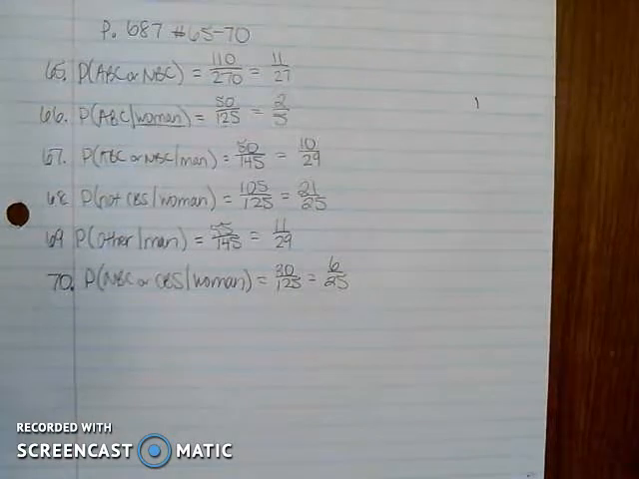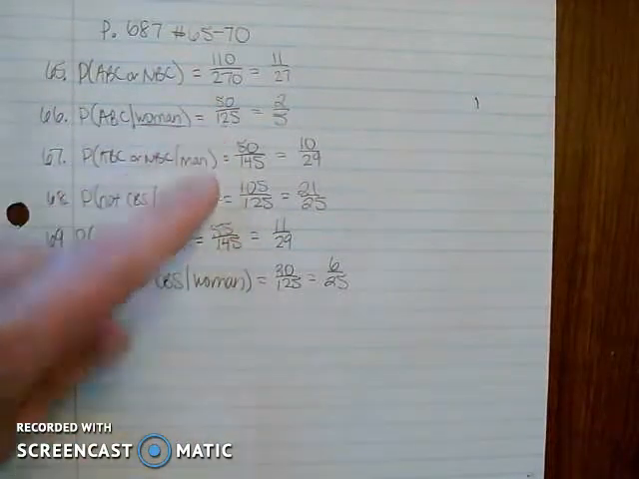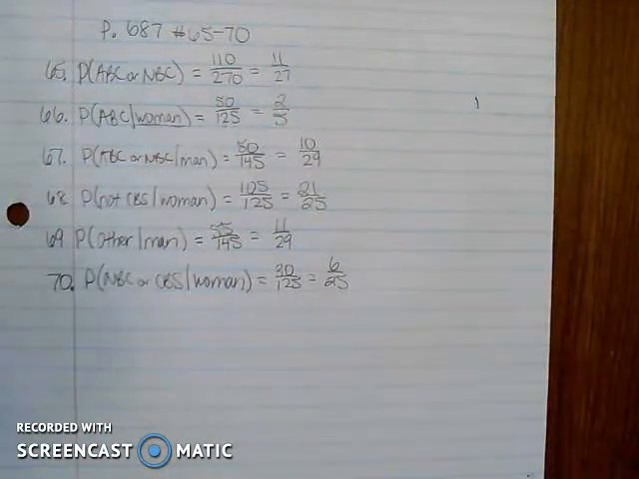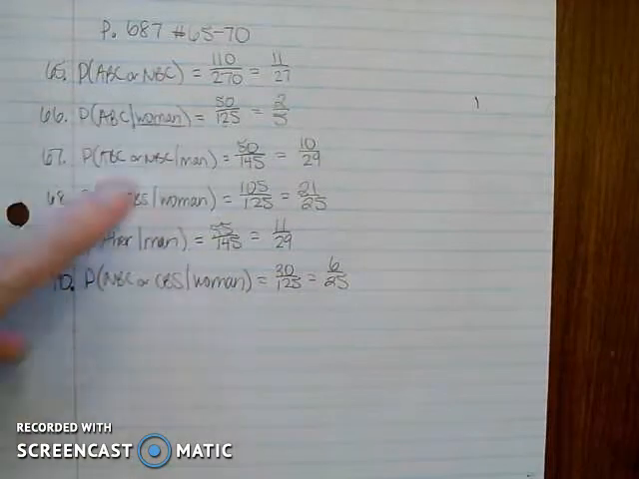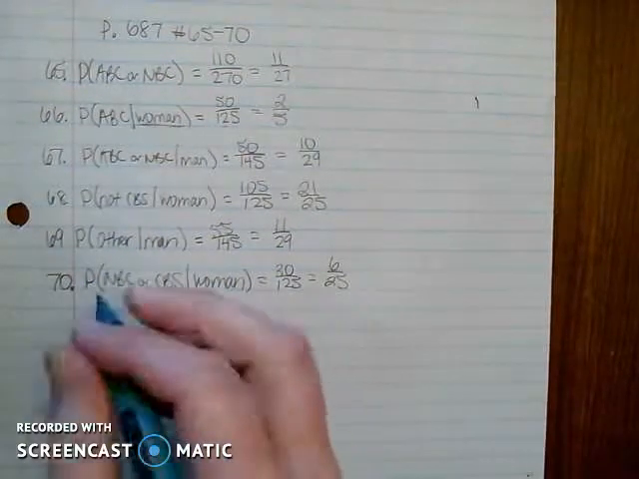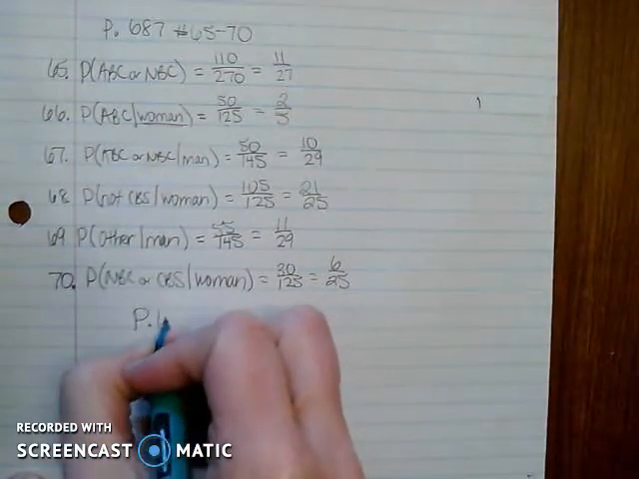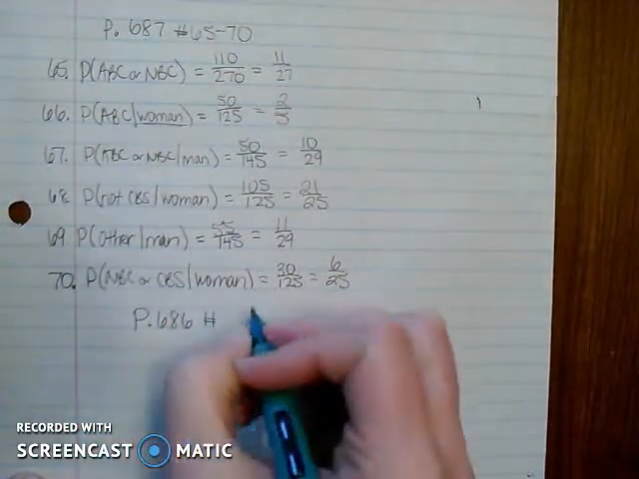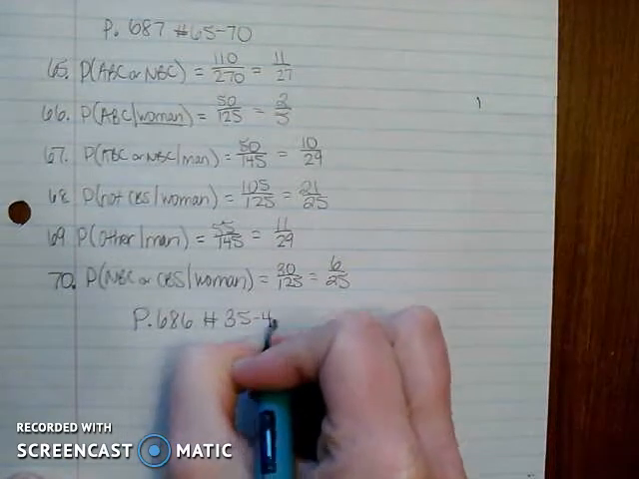So again, hopefully that's a lot easier than just trying to think of what that formula means. Instead of being out of the total for your denominator, it's just out of how many the given part was. All right. If you want some practice, you're going to want to look at page 686, number 35 through 40.